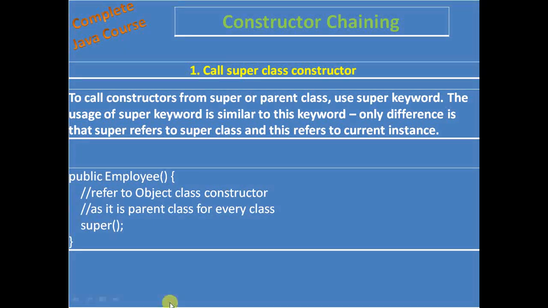Public Employee. You can define super to refer to the Object class constructor, as it is the parent class for every class. If you call super, it will call its superclass. So in this case, if we are not extending any class, the superclass is the Object class, so it will call the superclass constructor.